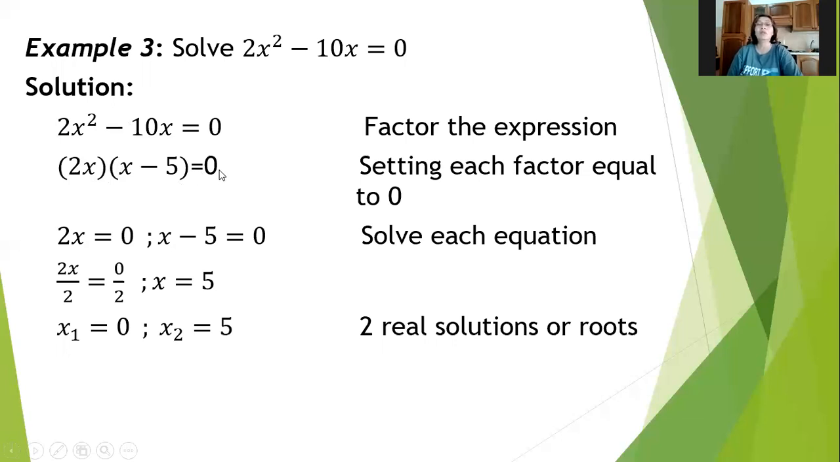The product is equal to 0. Setting each factor to 0: 2x is equal to 0. Divide both sides by 2 because we are after the value of x. 0 divided by 2 is equal to 0. x sub 1 now is equal to 0. On the other one, x minus 5 is equal to 0. x now is equal to 5. x sub 2 is equal to 5. We have two real solutions or roots.